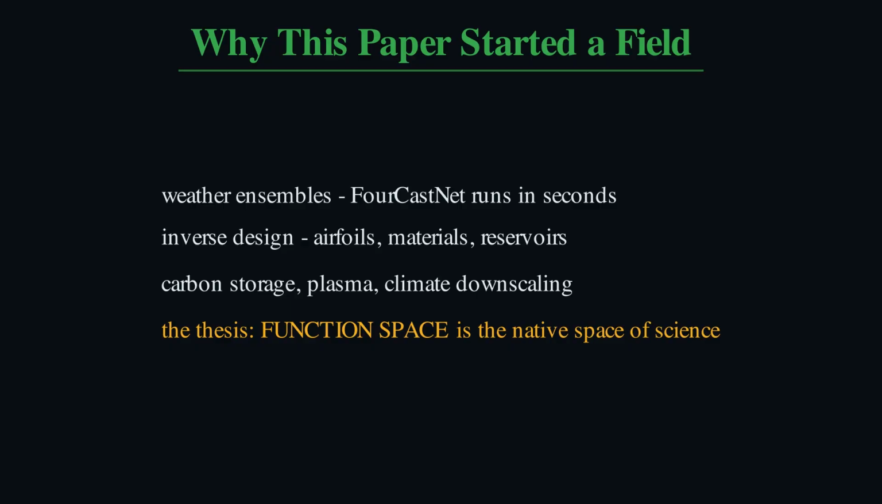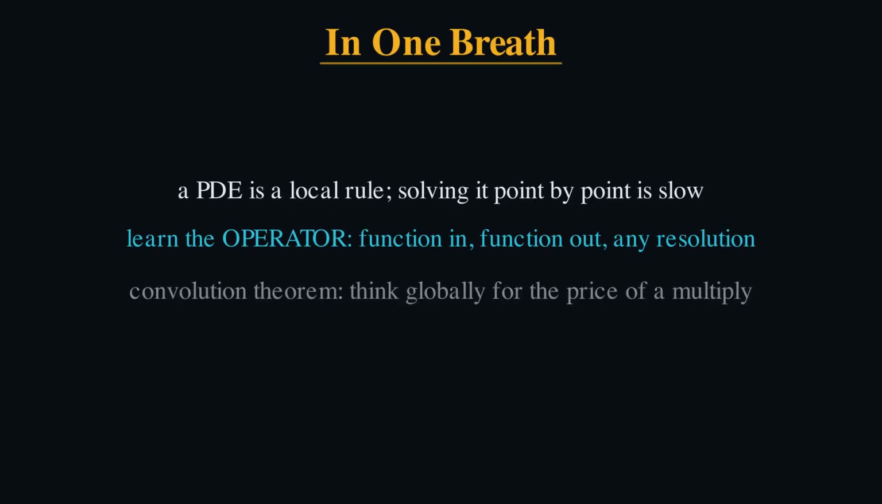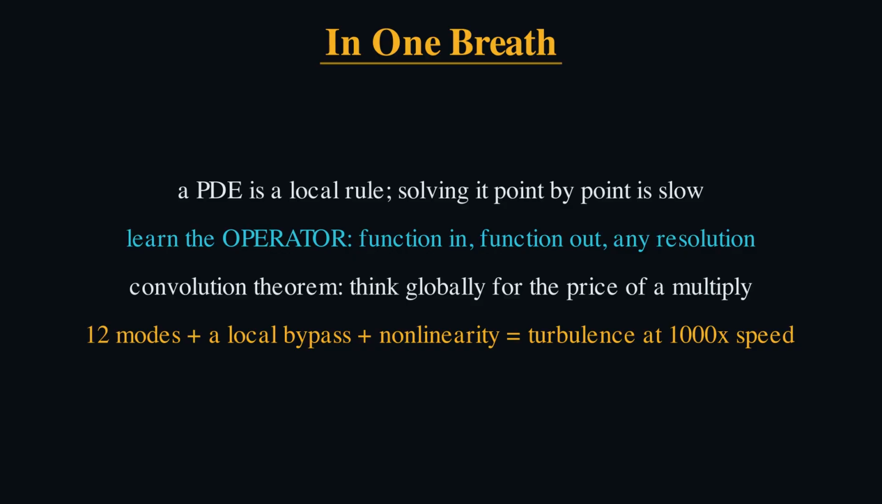In drawing with math, circles learn to draw. Today the same circles learned physics. Math can see, now it can predict. In one breath, a PDE is a local rule, and solving it point by point is slow. So learn the operator instead. Function in, function out, free of any grid.